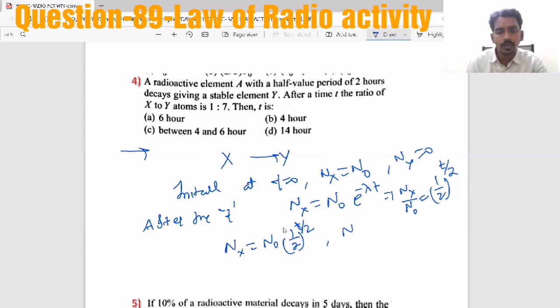Now these many are undecayed. That means how many decayed? N0 minus Nx. So the number of atoms decayed will become Y. So here, indirectly, the number of Y atoms is nothing but the number of X atoms decayed. Number of atoms decayed means total minus undecayed, N0 minus Nx. Now they are telling that Nx by Ny after time.